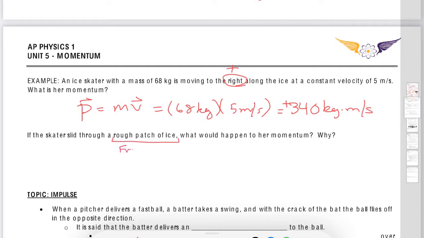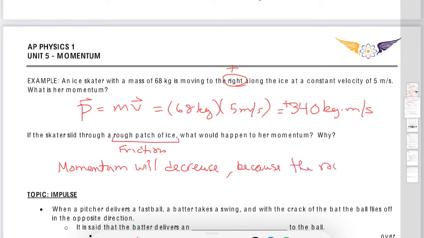Now, what happens if while on ice she hits a rough patch of ice? Well, a rough patch of ice means we're going to have friction. So what's going to happen to her momentum? Her momentum will decrease. And why will it decrease? Sorry about the handwriting. Because the rough surface will cause her to slow down.